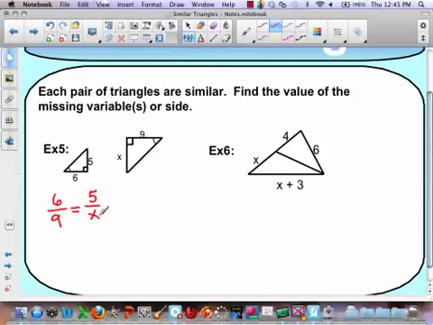So remember, you're going to keep that same order. You did left over right equals left over right. Okay, then how do we solve this? 6x equals 45. x is 45 sixths. Which is what?